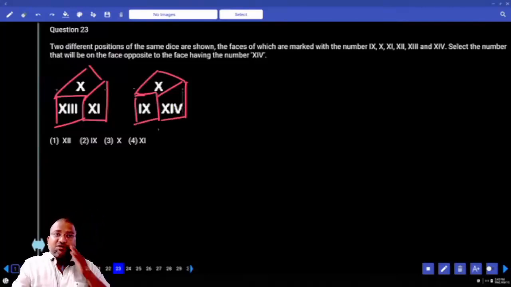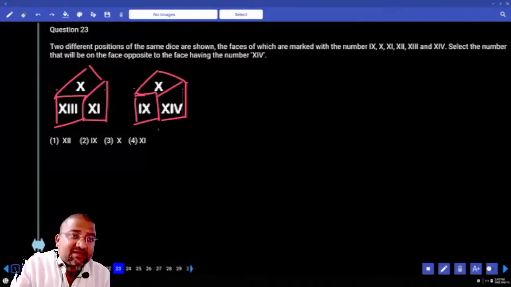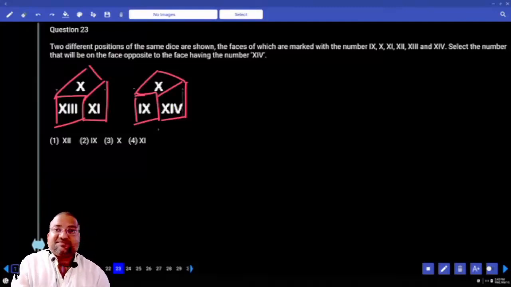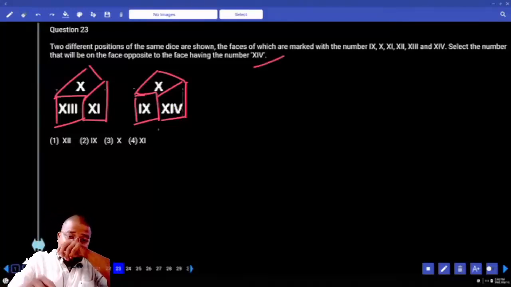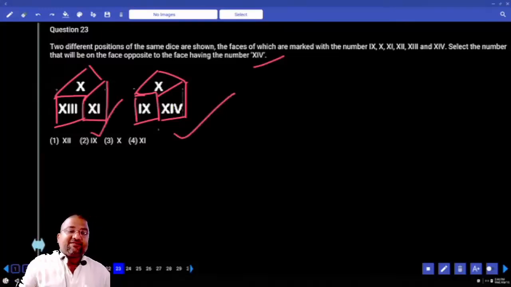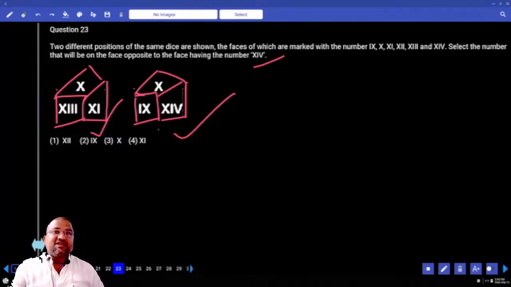Okay. Top, what's the number on top? In both the dice, top is the same. What's there on the left? 8, right? 9. Second dice, left 11. Right? 14. And all the numbers are different. So automatically, what is opposite to 14? 11. What is opposite to 14? 11. Is this clear?